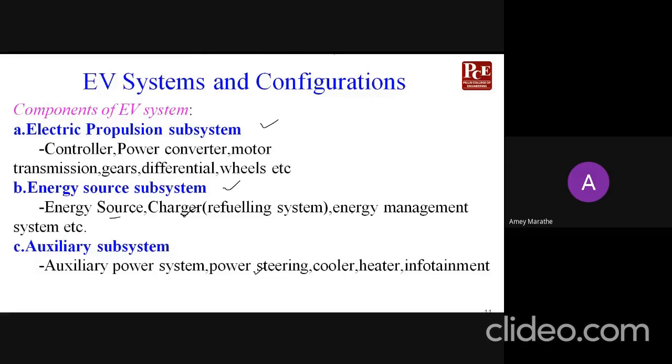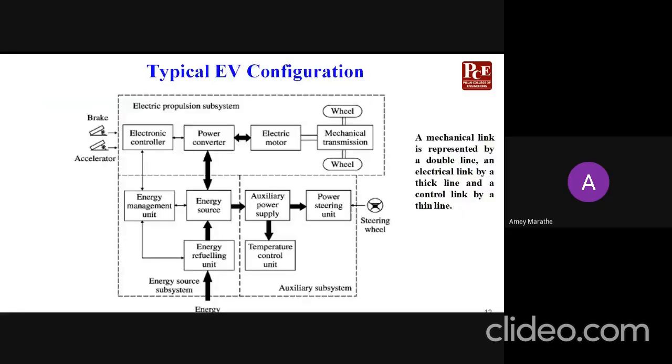So if I want to show you a diagram, this is how it will look. This is a typical EV configuration. If you see, a typical EV configuration is made up of these three types. This is one, the electrical subsystem. This is two, the energy subsystem. And this is three, the auxiliary subsystem. So you see what comes under the electric propulsion subsystem.